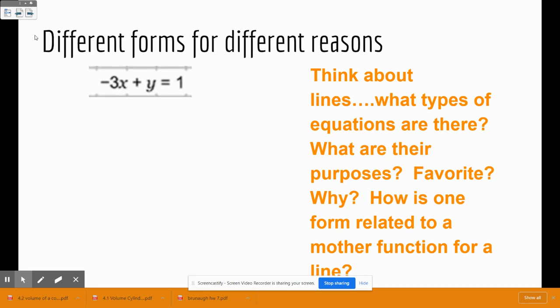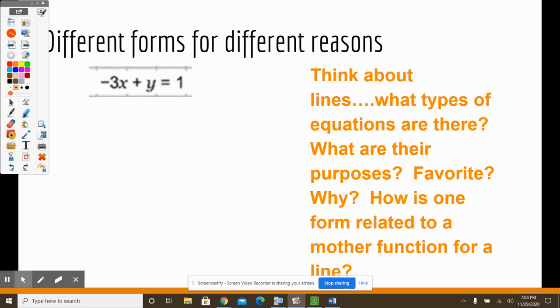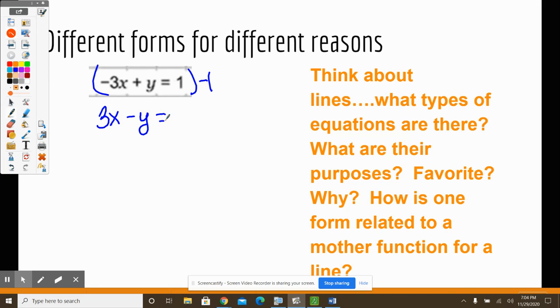So what form is this line in? It's actually in none of the forms that the book described. If you remember, they said that for a standard form, they wanted us to have a positive leading coefficient. So we can multiply everything by -1 here, and I'll get 3x minus y equals -1. But let's say that is standard form. Okay, what other forms were there?